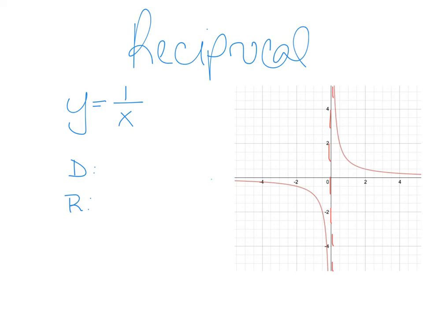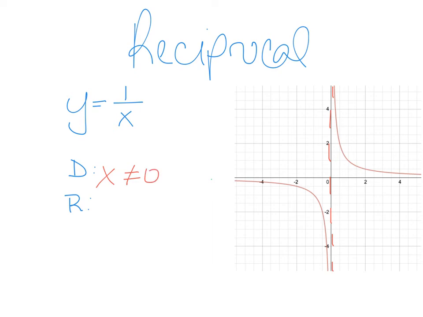But if I keep going on my domain, I still have points. I touch, I touch, I touch. So my domain is just that x can't be equal to 0.